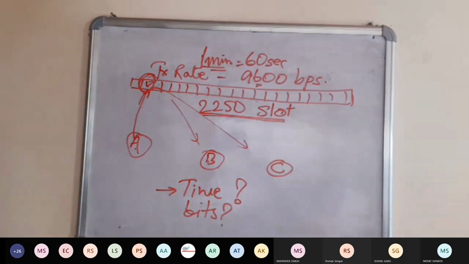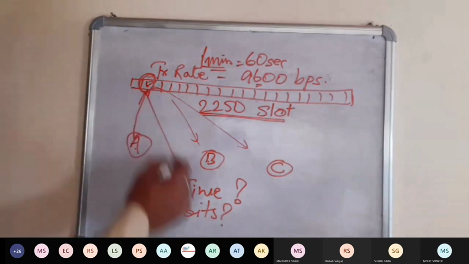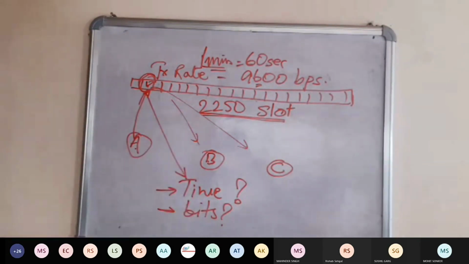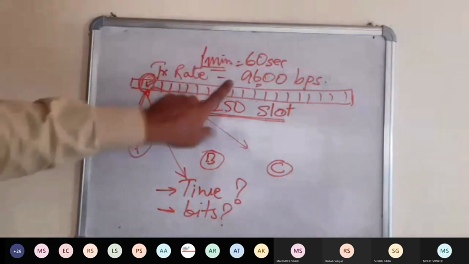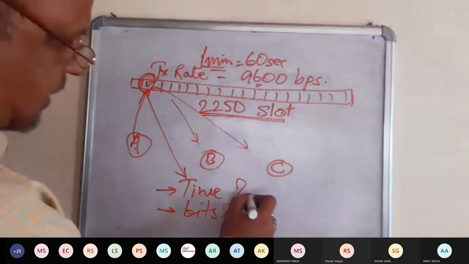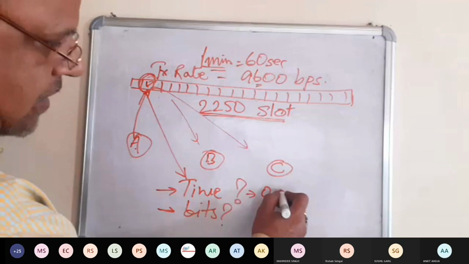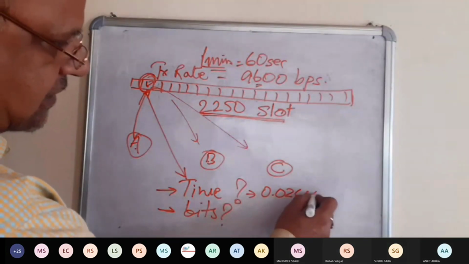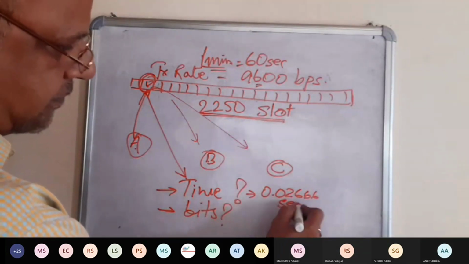So can somebody tell me these two answers? One slot is how much time and how many bits could be transmitted. Now that you know the rates, 60 divided by 2250. Very good, 60 divided by 2250. So how much is that? Okay, 60 divided by 2250 is 0.026666 seconds, correct?